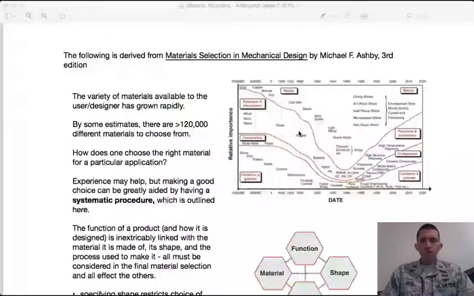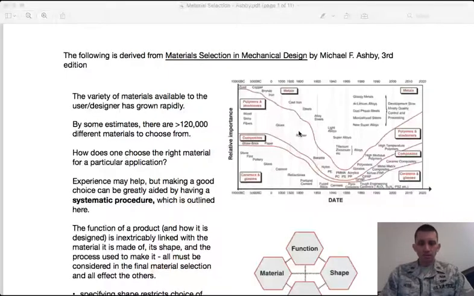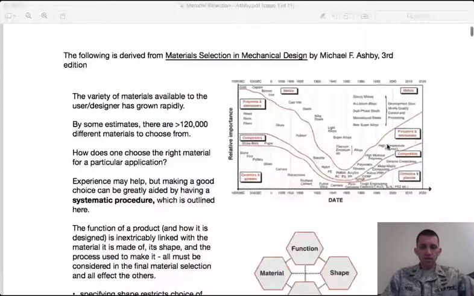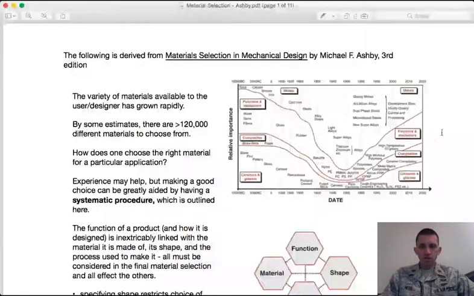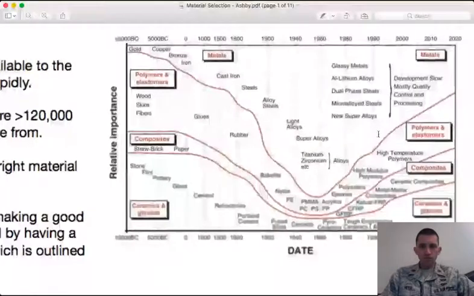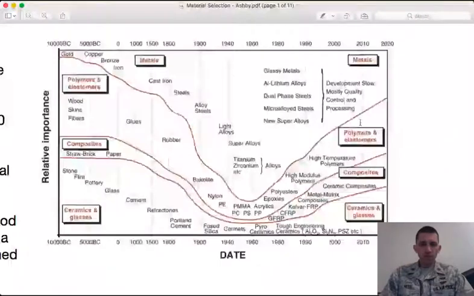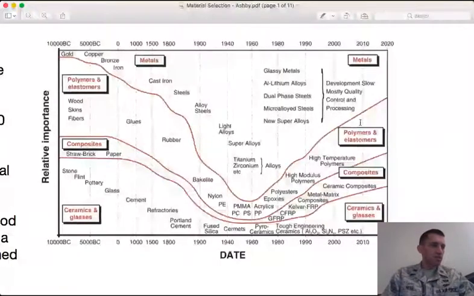Okay, so like I said, this is derived from a book by Michael Ashby called Material Selection in Mechanical Design. I used the 3rd edition, and that source has a lot of useful figures, and I'm going to try to zoom in. Hopefully that zooms in on the video. Not sure. I'm going to try to zoom in because these diagrams have a lot of detail that is difficult to see when they're small.